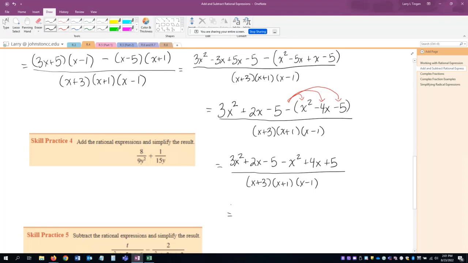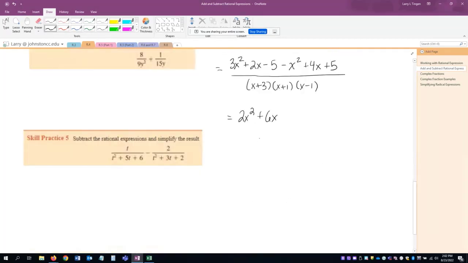But let's combine like terms now. 3x squared minus x squared leaves me 2x squared. 2x plus 4x is 6x. Negative 5 plus 5 is 0, so my constant term goes away. My denominator is still the same: x plus 3 times x plus 1 times x minus 1. Is there any more to do here?